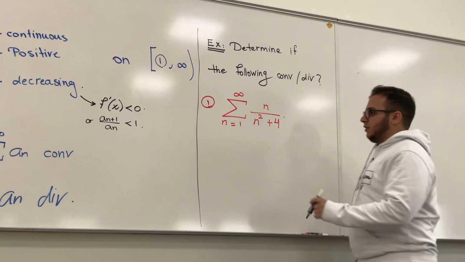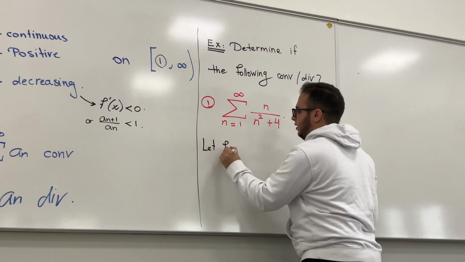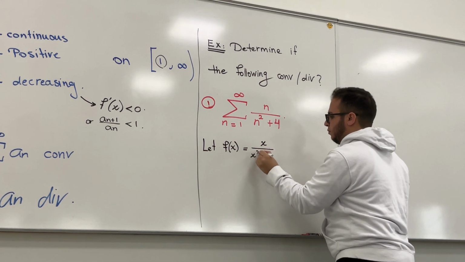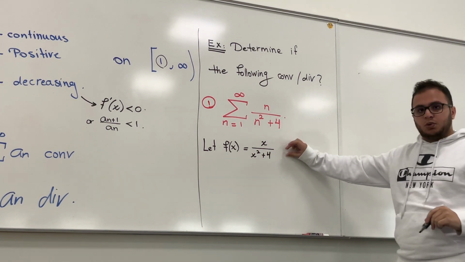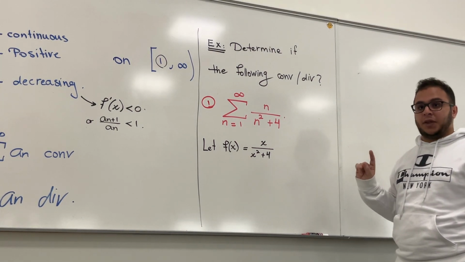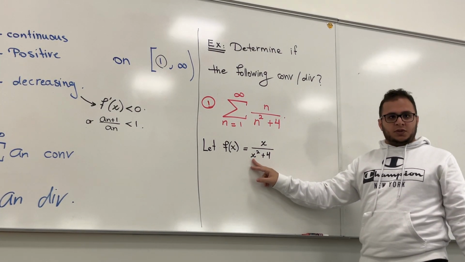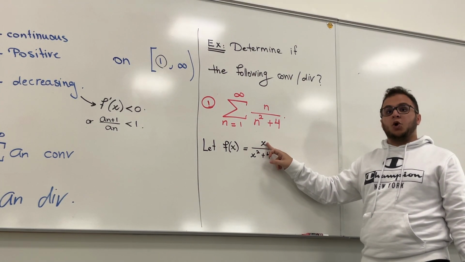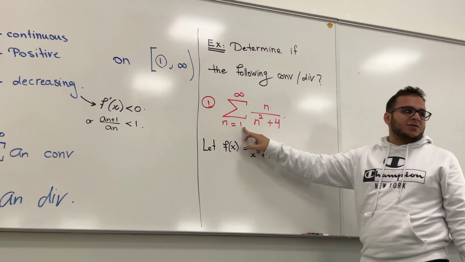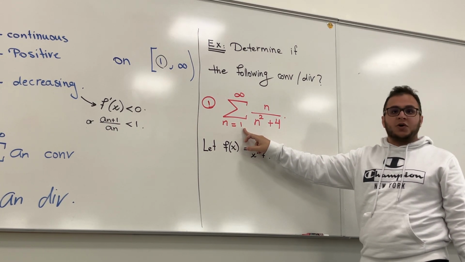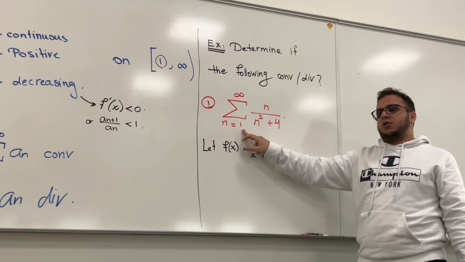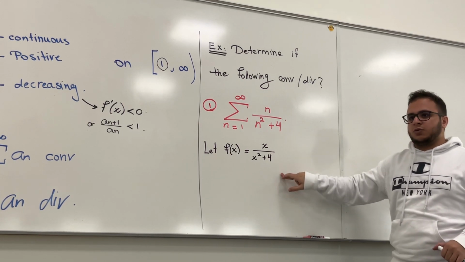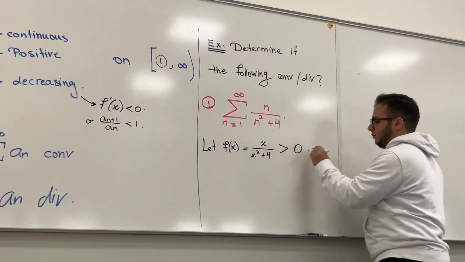Now, we're going to say let f of x be equal to the sequence, so x over x squared plus 4. Now, is this always positive, the function itself? Remember, x squared is always positive, plus 4 is always positive. Is x positive or can it be negative? Always positive. Why? Because it's 1 to infinity. Be careful. We're working from 1 to infinity in series, or 2 to infinity, whatever, a positive interval. So this is positive.